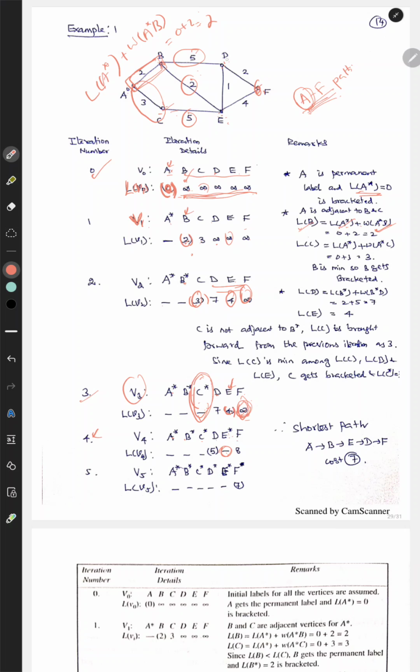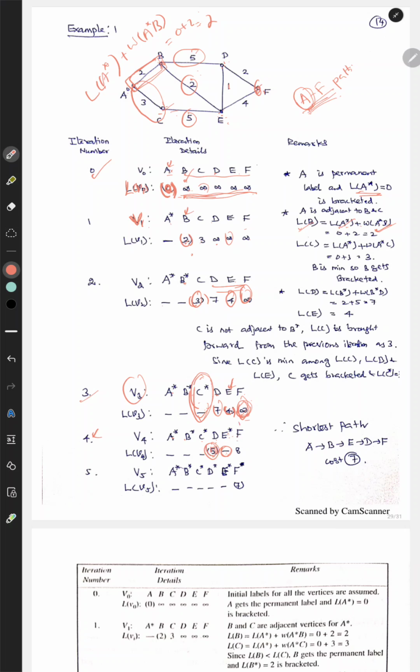E is adjacent to D, its edge weight is 1. Okay, so 1 plus the permanent label of E, it is 4, so 4 plus 1, 5. 5 is the label you get in the fourth iteration for D. Previous label was 7, so you'll replace the smallest one, which is 5.